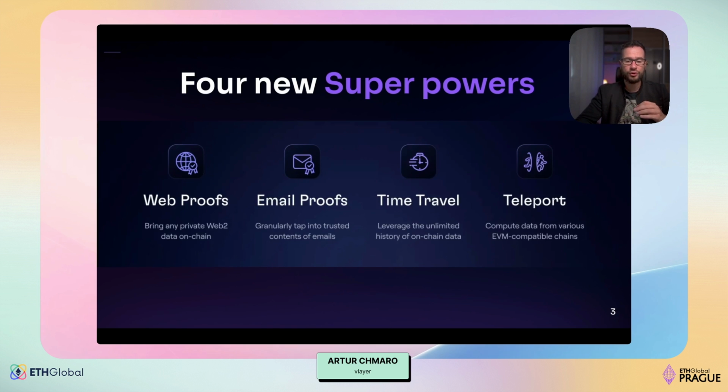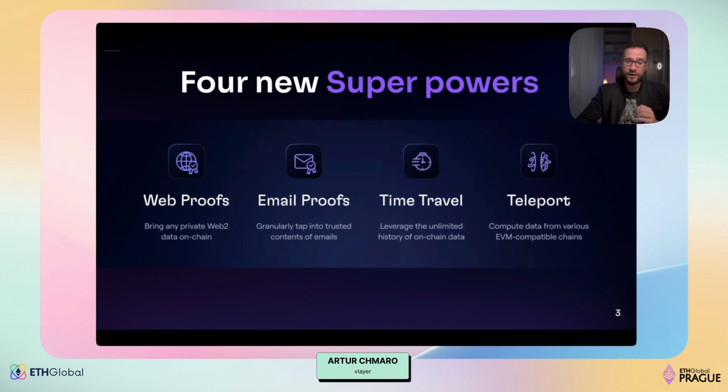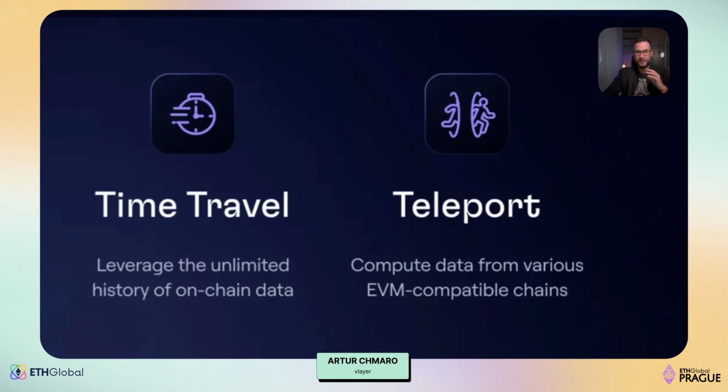So long story short, we have 4 new superpowers for Solidity developers. First, we have web proofs that allow you to bring any private Web2 data on-chain, so you can turn HTTP request into web proof using our browser extension or server-side proving. Then we have email proofs, which allow you to turn email message into the zero-knowledge proof that can be verified on-chain. And finally, we have time travel and teleport.